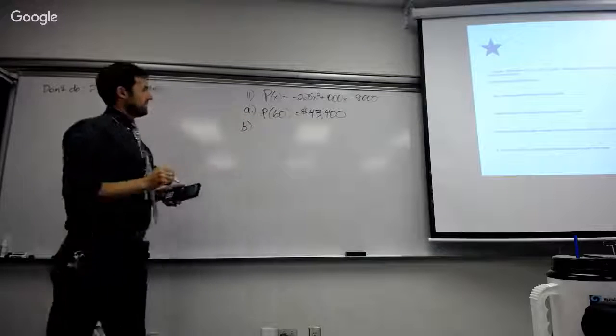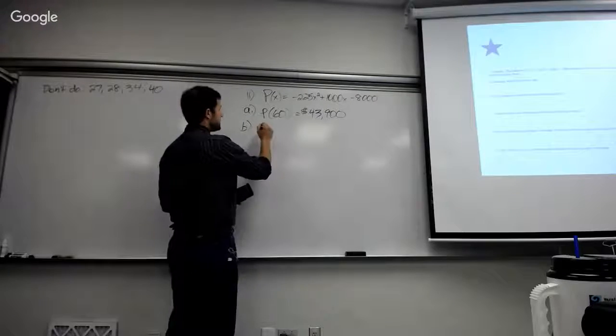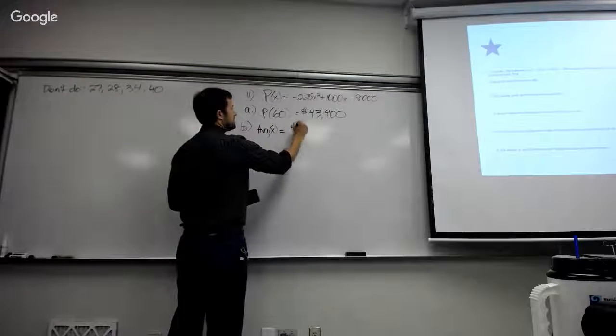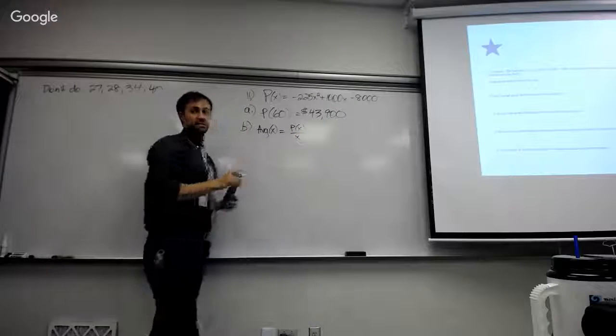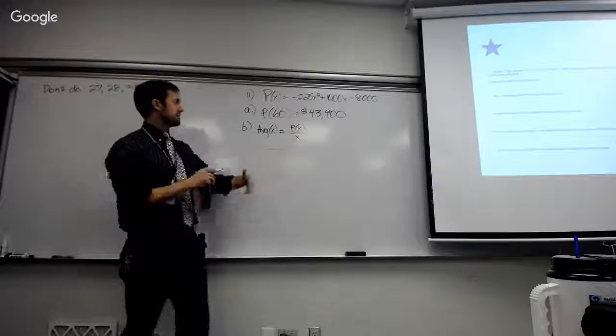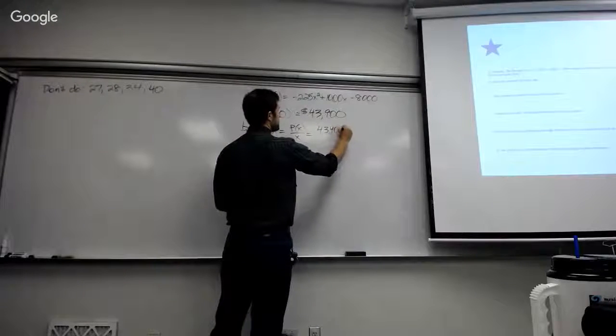All right, so that was the profit when you sell 60 units. What's the average profit? How do you calculate the average profit? That'd be P of X divided by X. Would that be the formula? You take your profit and divide by the number of units you sell. That's the average. And therefore, in this particular case, you can just use your number from the previous problem.